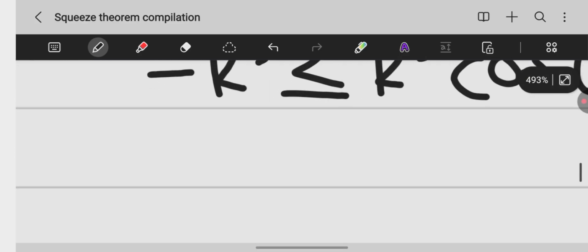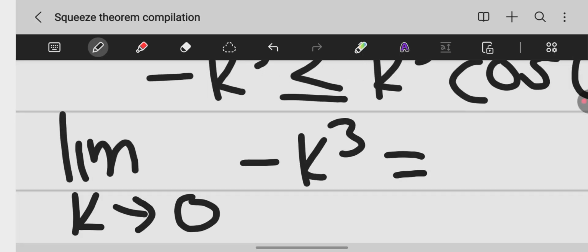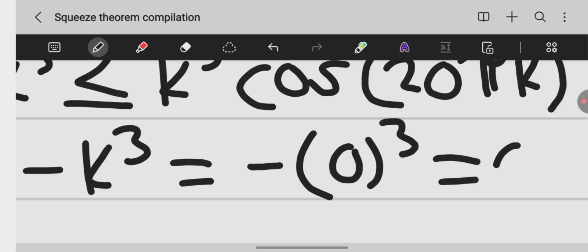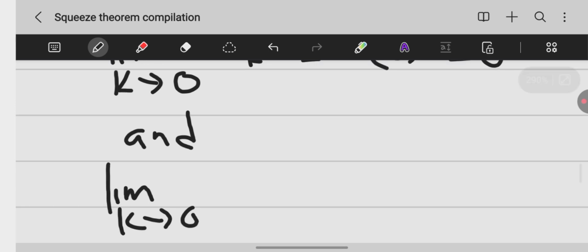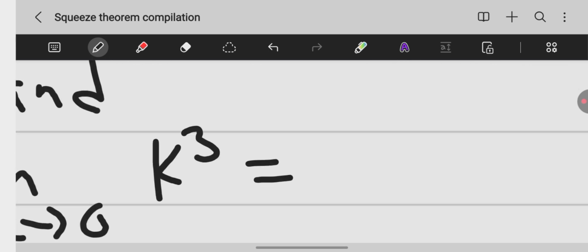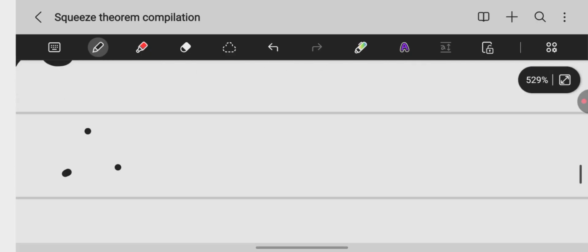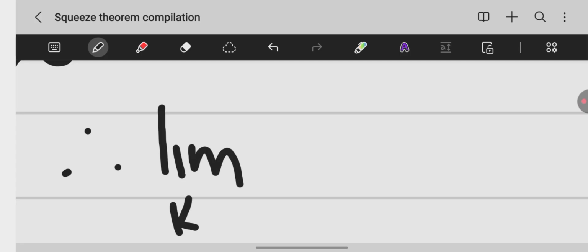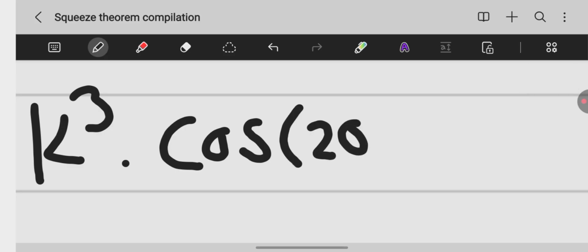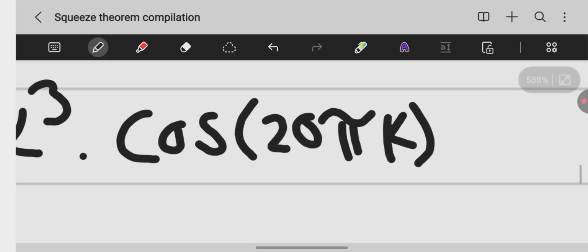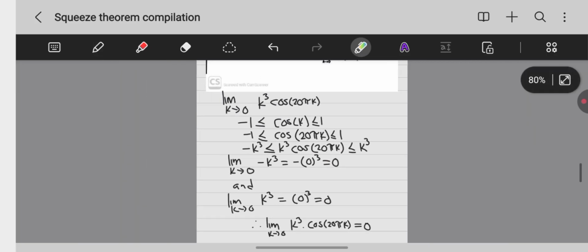Right? Finding the limits on both sides. So the limit as k approaches 0 of negative k cubed, that's the same as negative 0 cubed, which is 0. And the limit as k approaches 0 of k cubed is 0 cubed, which is equal to 0. And so by default, the limit as k approaches 0 of k cubed times cosine 20 pi k is also 0. That's because our limits are going to the same y value. And so this is how you would answer that question.